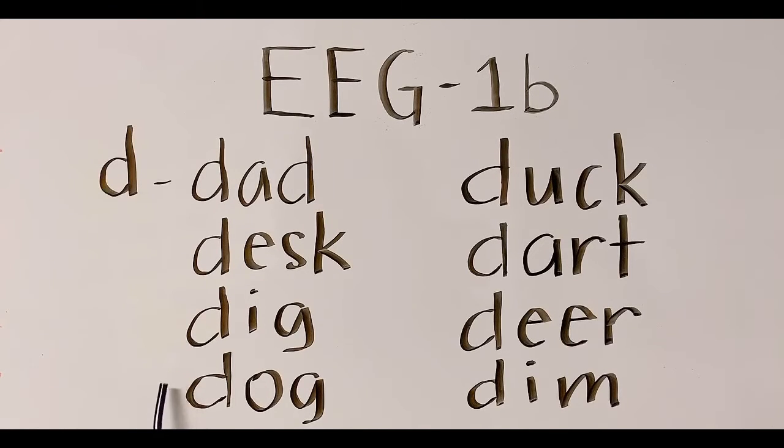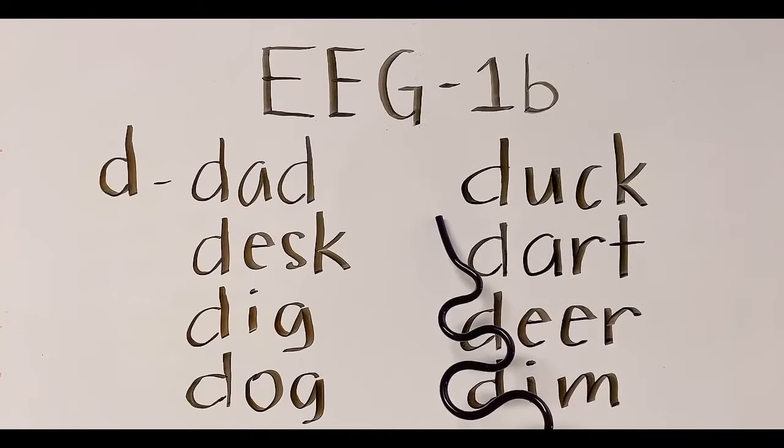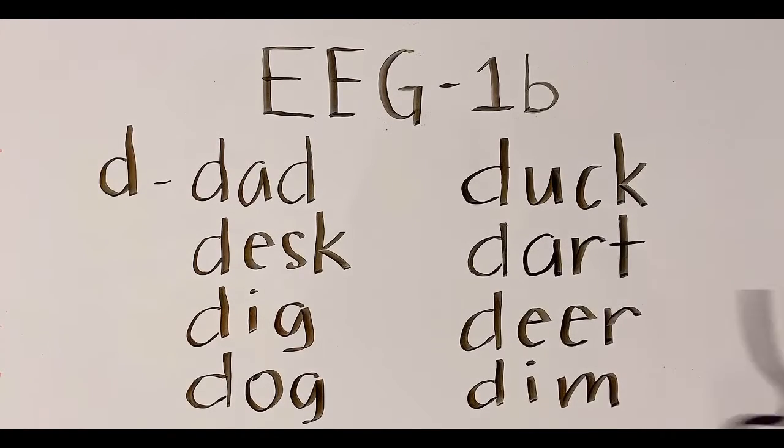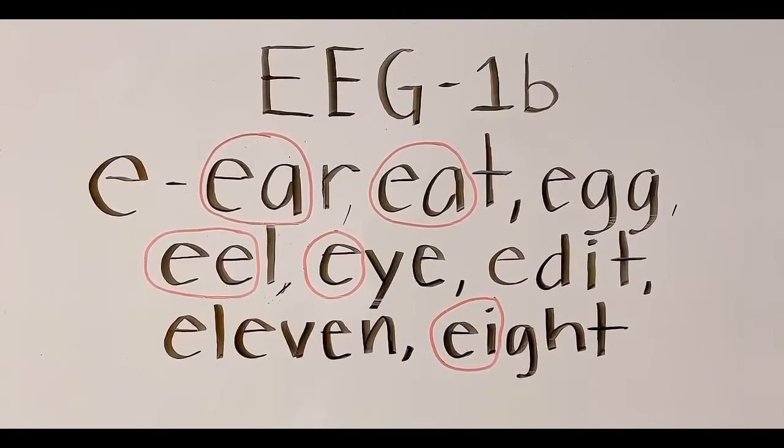Next. Duck. Next one. Dart. Okay, next. Deer. Okay, good. And the last. Dim. Okay, good. Now let's go to the letter E.